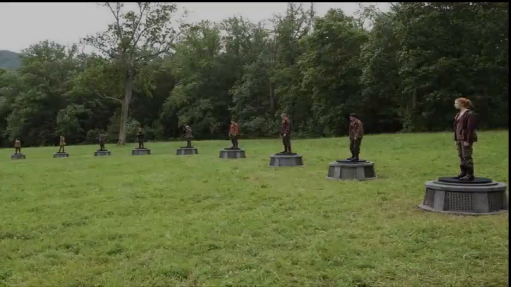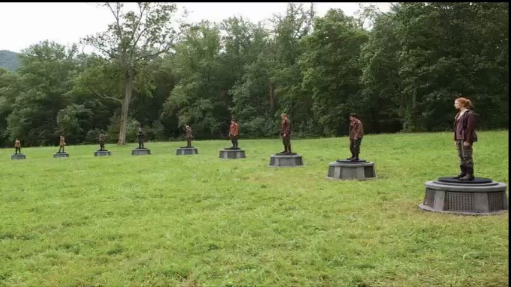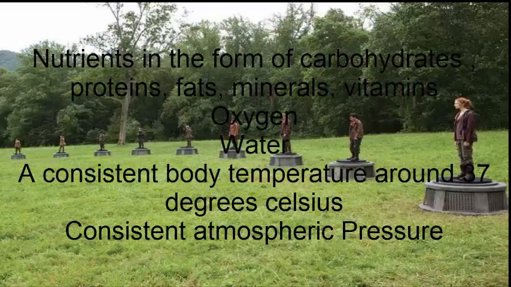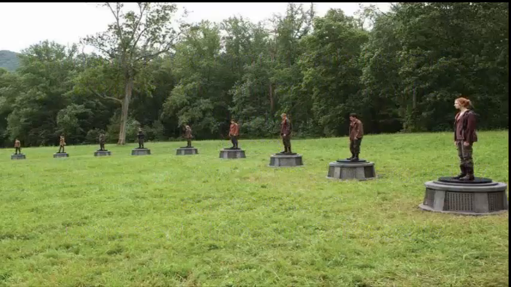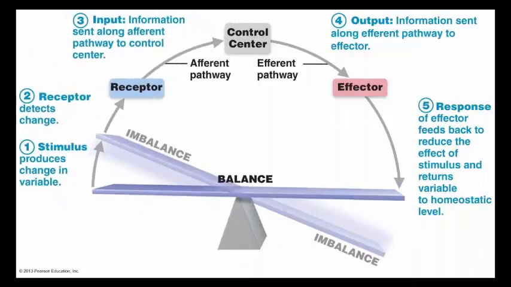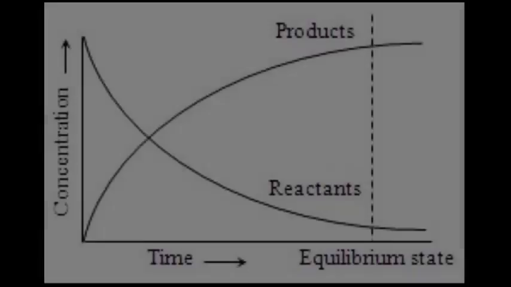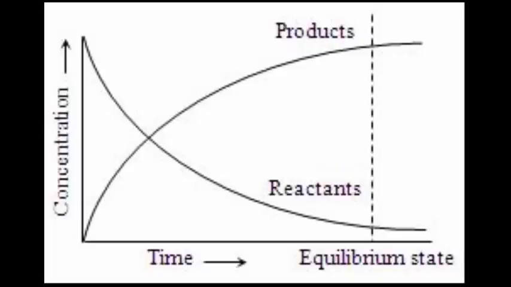To survive, an organism needs nutrients in the form of carbohydrates, proteins, fats, minerals, and vitamins, oxygen, water, a consistent body temperature around 37 degrees Celsius, and consistent atmospheric pressure. Homeostasis is vital to all survival. Homeostasis is the consistent environment in the body despite constant changes in the outer environment. A dynamic state of equilibrium means that it readjusts as needed.